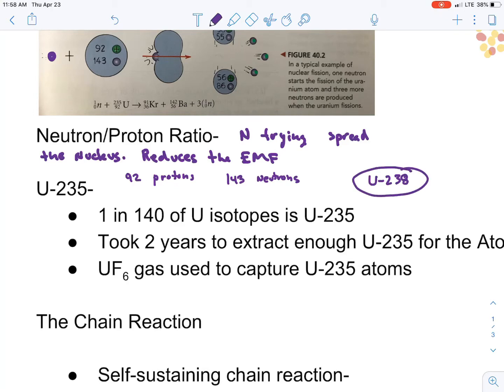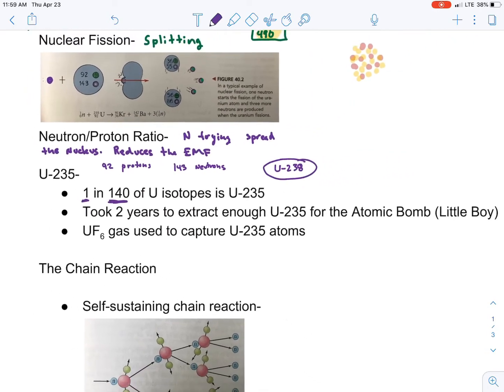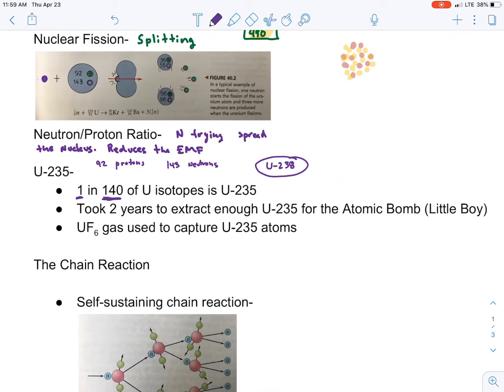And so there's only one uranium-235 in every 140 atoms of uranium, right? So there's only 1 in 140. So it's not very common. This is what they used to make the first atomic bomb. A little boy that was dropped on Hiroshima. And it took them 2 years to extract enough 235 to make this bomb.